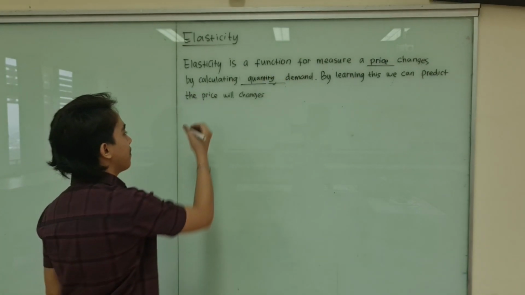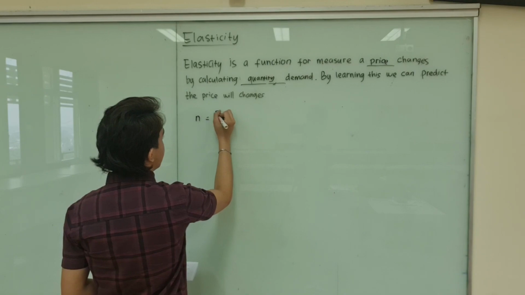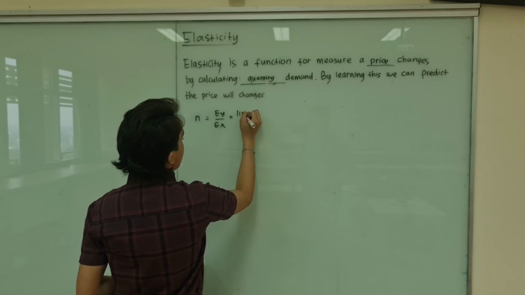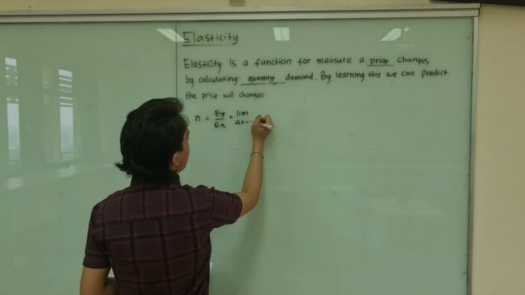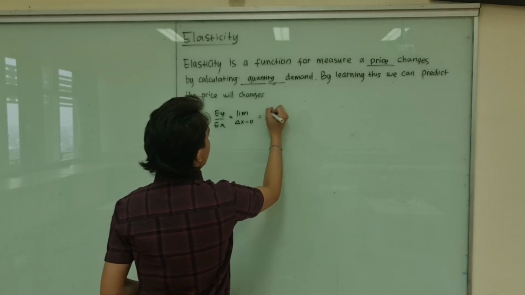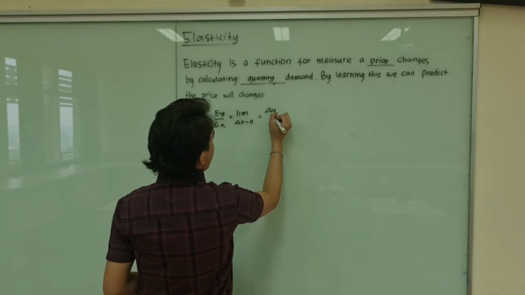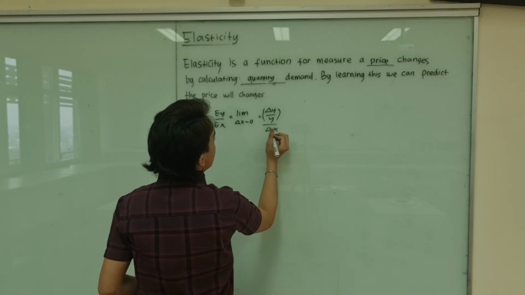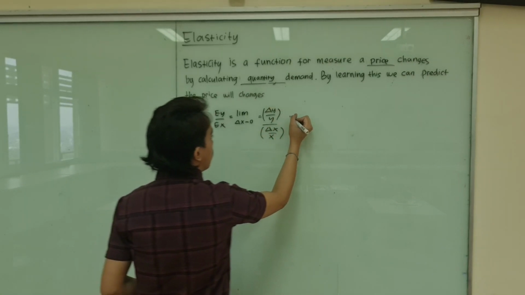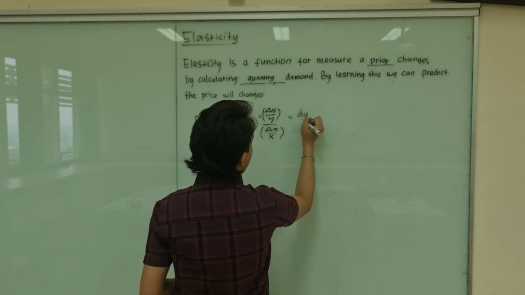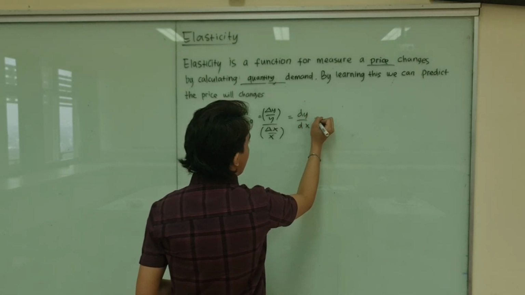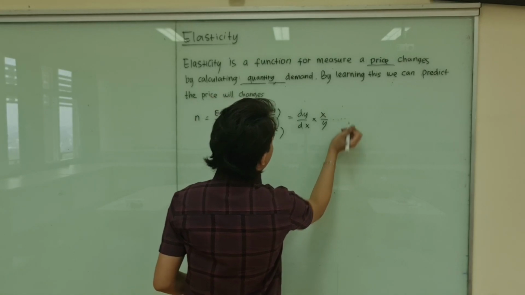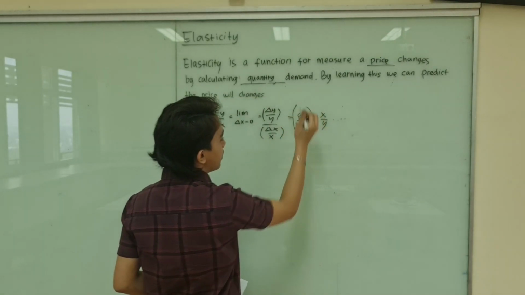Now I will write the formula. Elasticity of Y with respect to X equals the limit as delta X approaches 0 of (delta Y over Y) divided by (delta X over X), which equals dY/dX times X/Y. And I'm going to explain to you, this is the first derivative.